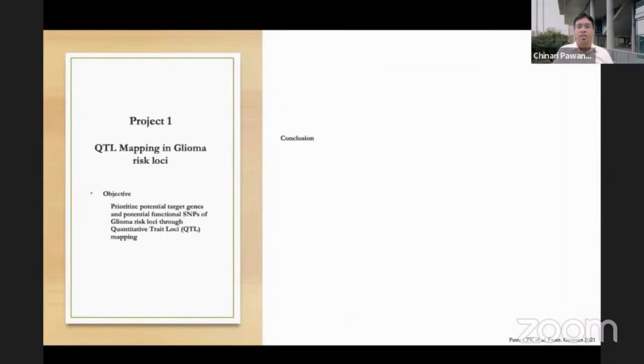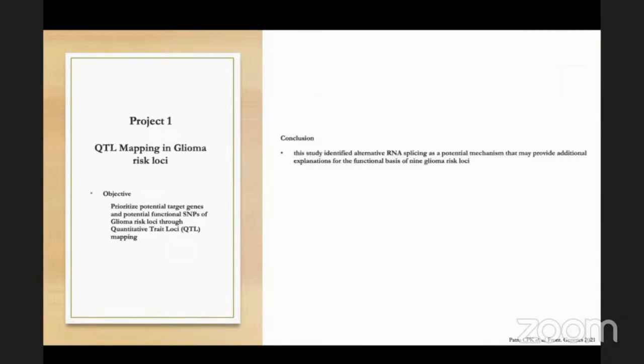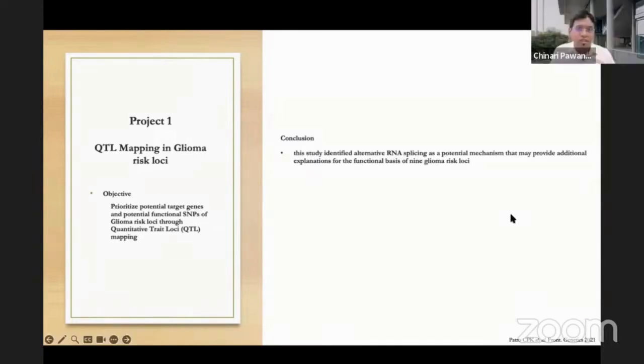So basically, in conclusion, what we found from this study, sorry, is there a question? Oh, no. Okay, it was an interruption. Ignore it, please.